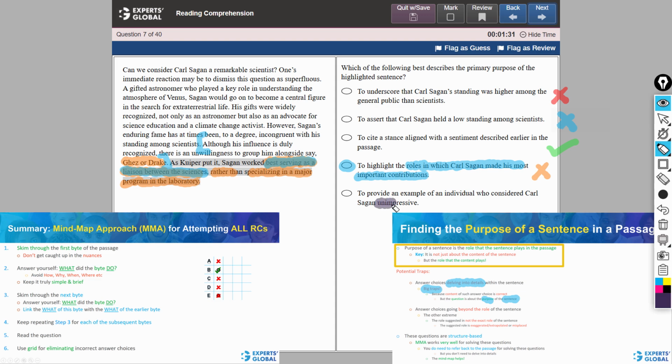Choice E is an extreme answer choice. You should always be careful with these answer choices. It's not that Cooper considers our scientist unimpressive. He is simply stating why our scientist is not grouped alongside the remarkable scientists. It is because our scientist did a certain type of job rather than another type of job that makes scientists remarkable. That does not mean that this individual considered our scientist unimpressive. Usage of this term unimpressive is a deal breaker here.